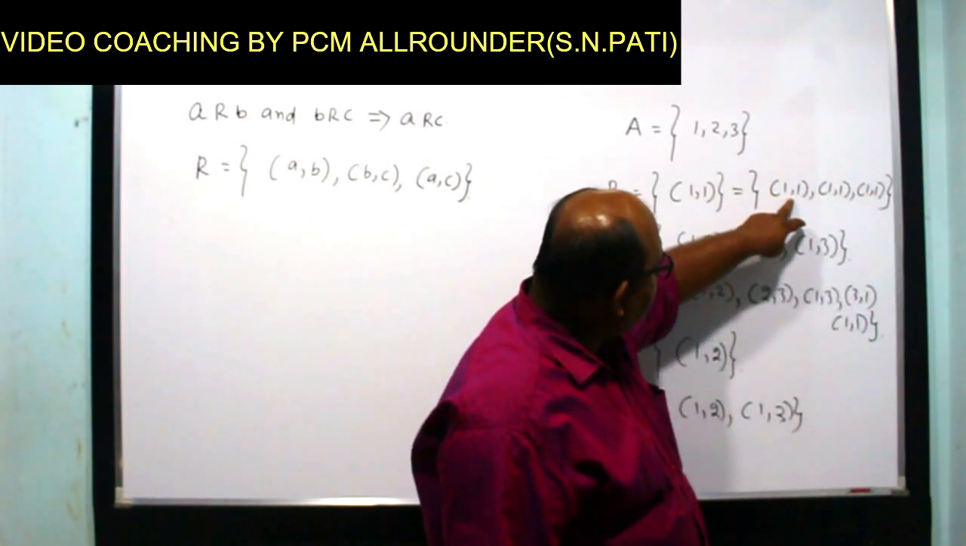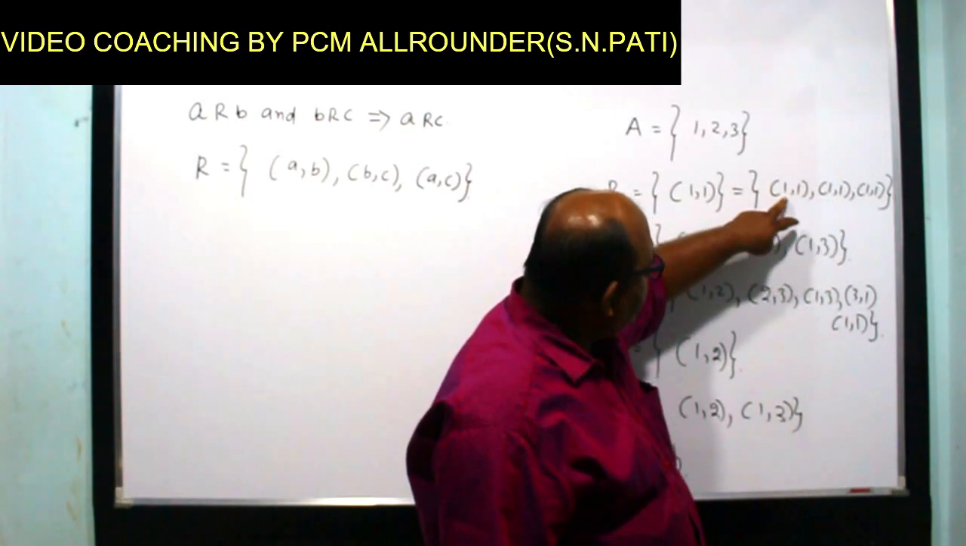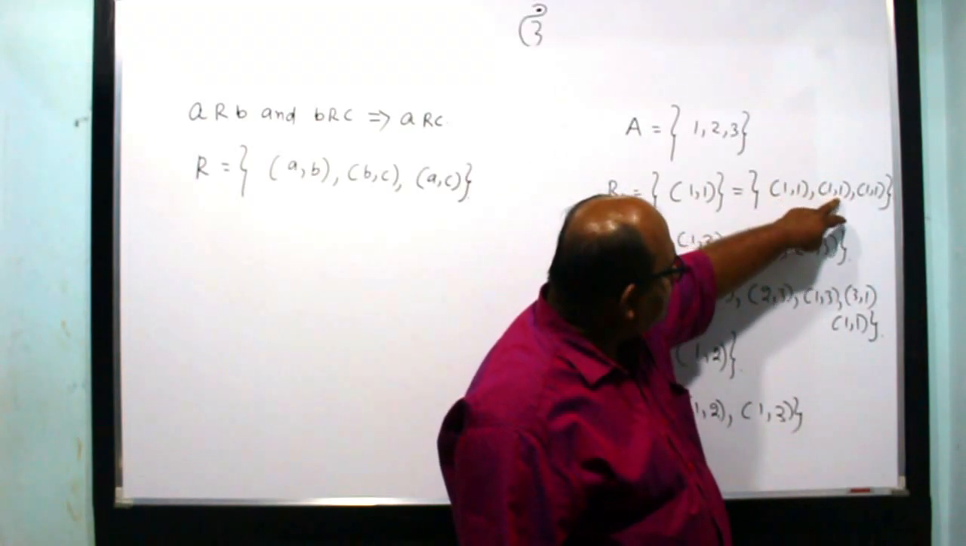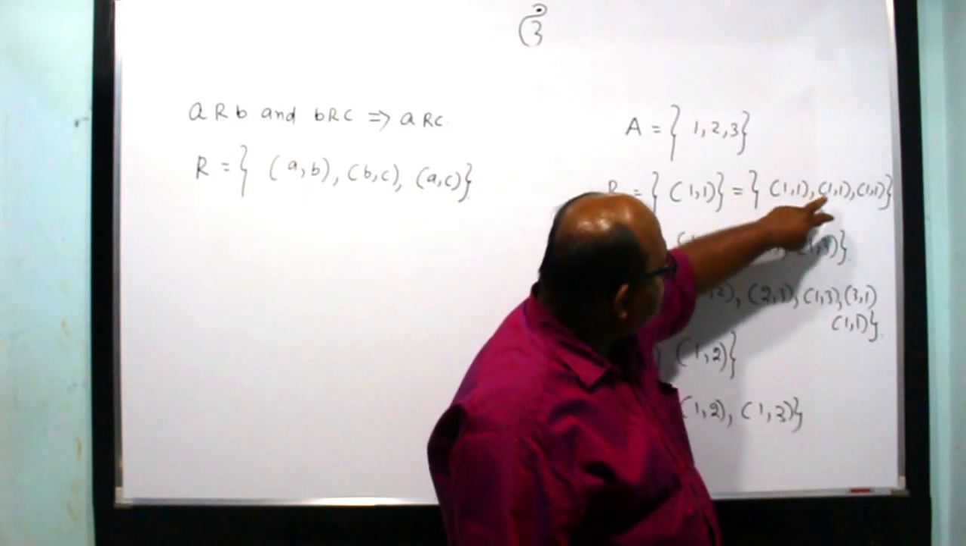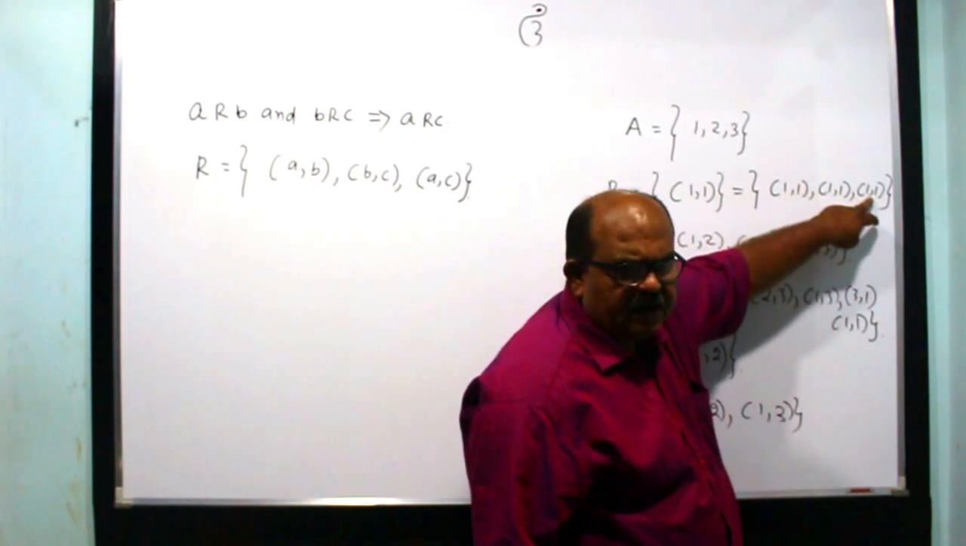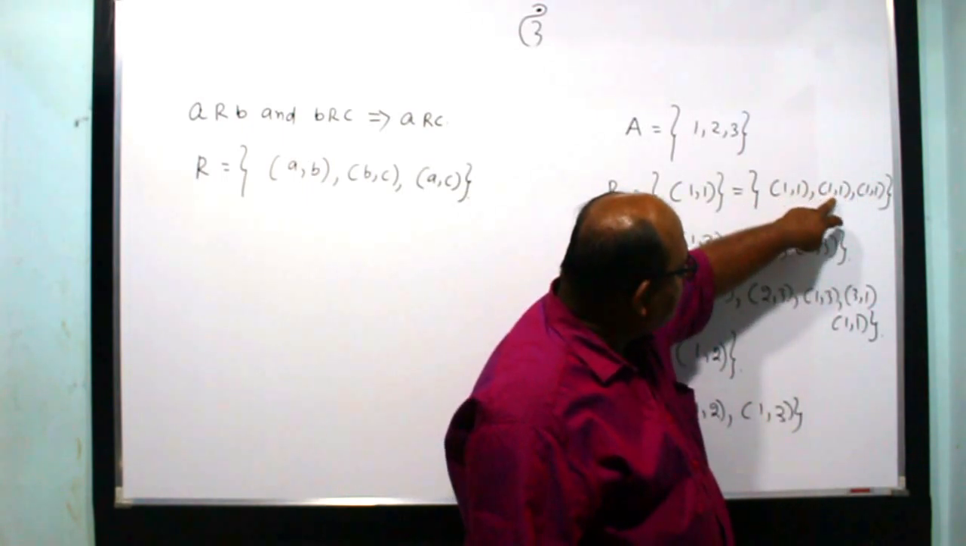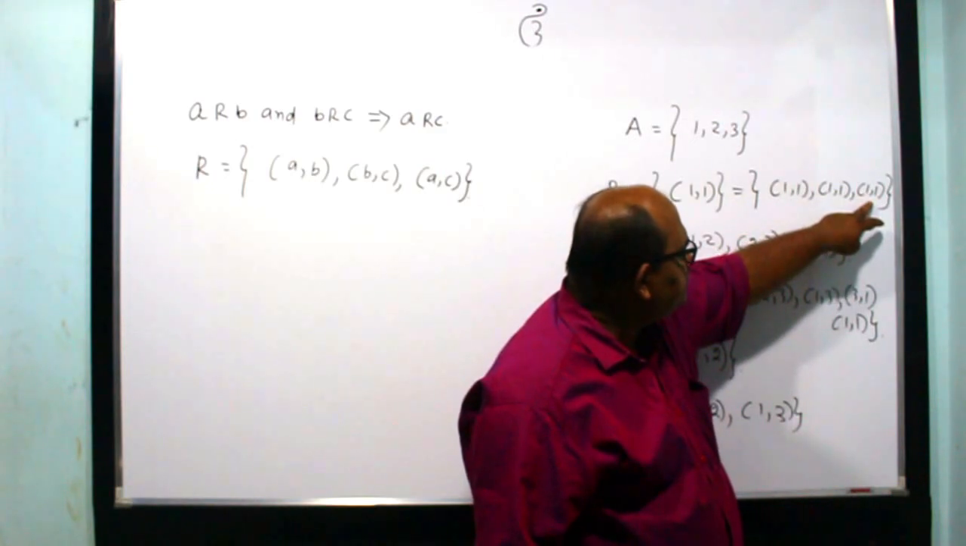So taking here AB, taking here BC, A related to B, B related to C means A, C. 1, 1 means A related to C. Will this be A related to C or not? Yes. It is A related to B, it is B related to C, it is related to C. Yes.